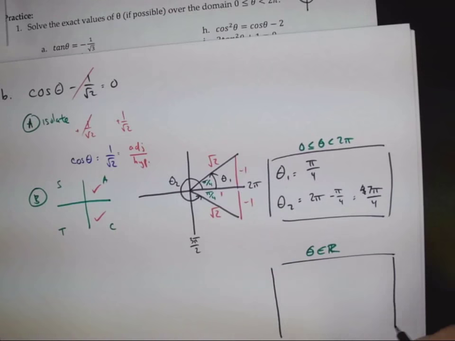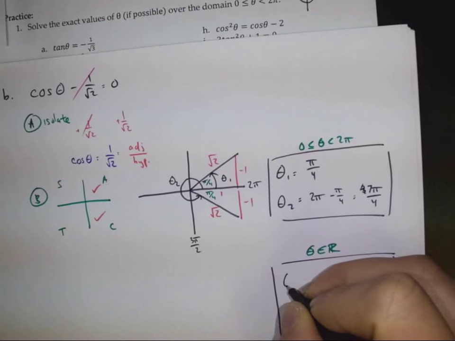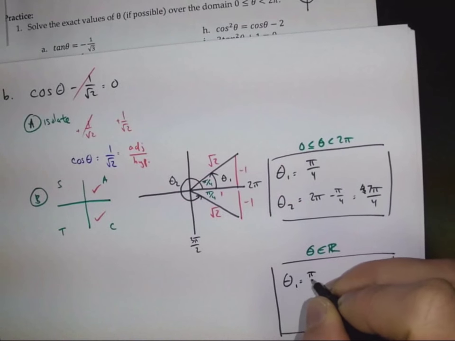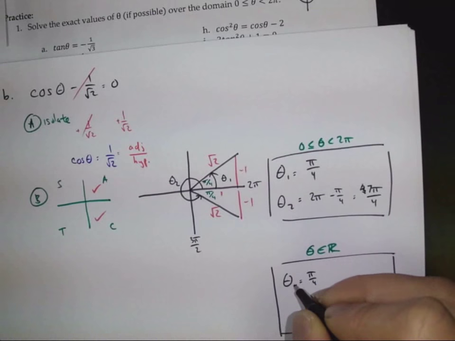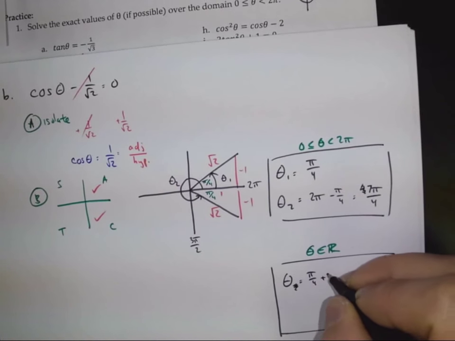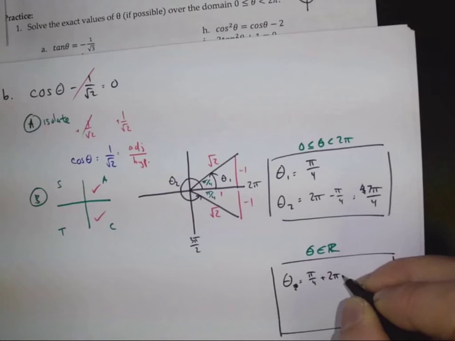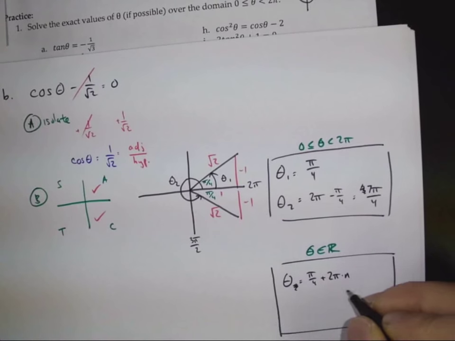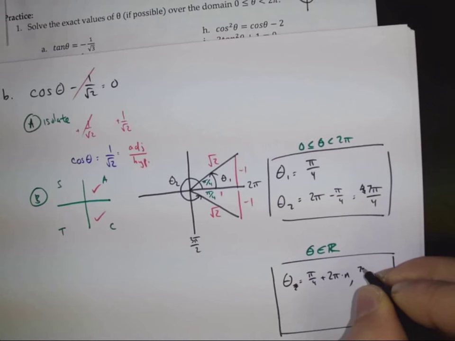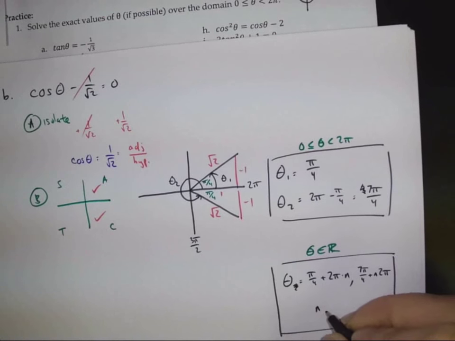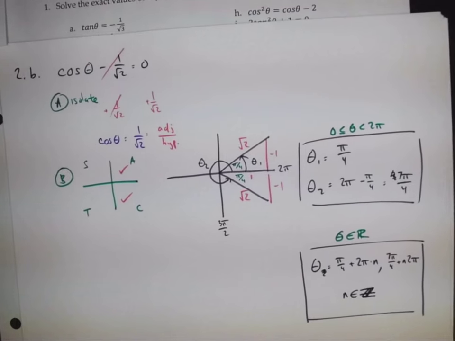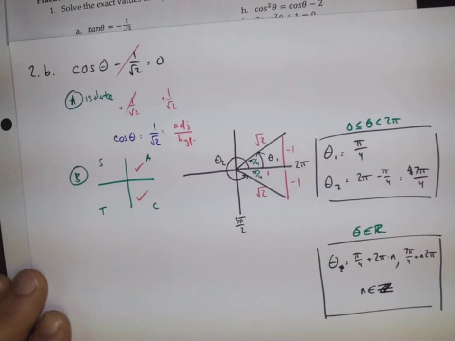Then we get theta is pi by 4 plus 2 pi times n, and it's equal to 7 pi by 4 plus n 2 pi. N belongs to the integers, we do a double Z. There we go. Done. That was way quicker.